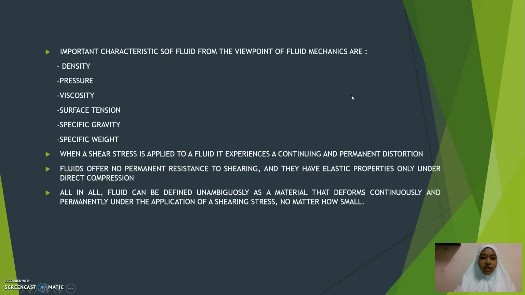It occupies far more space than the liquids or solids from which they form. Okay, so the important characteristics of fluid from the viewpoint of fluid mechanics are density, pressure, viscosity, surface tension, specific gravity, and specific weight. When a shear stress is applied to a fluid, it experiences a continuing and a permanent distortion. Fluids offer no permanent resistance to shearing and they have elastic properties only under direct compression. All in all, fluids can be defined unambiguously as a material that deforms continuously and permanently under the application of a shearing stress, no matter how small.